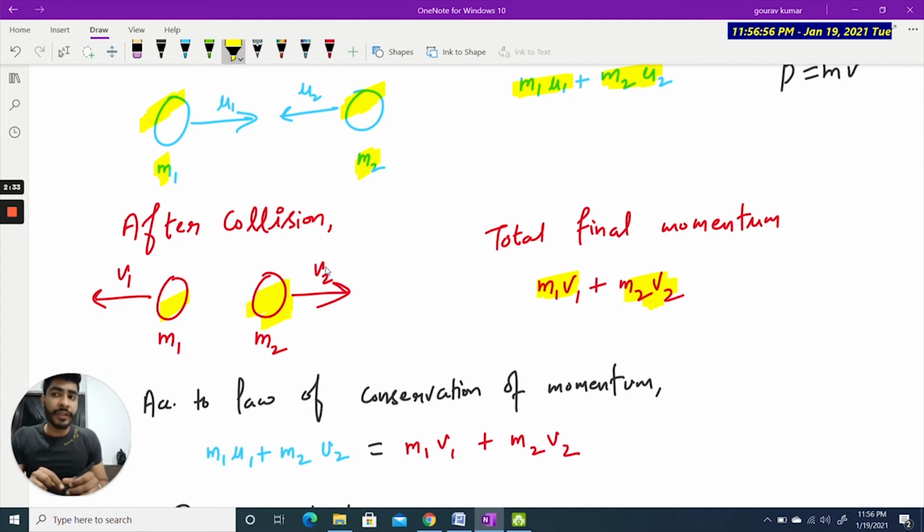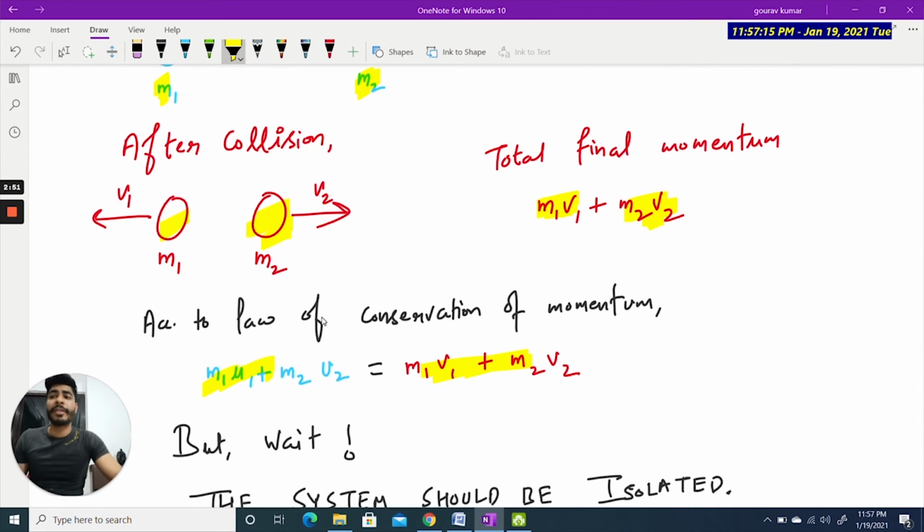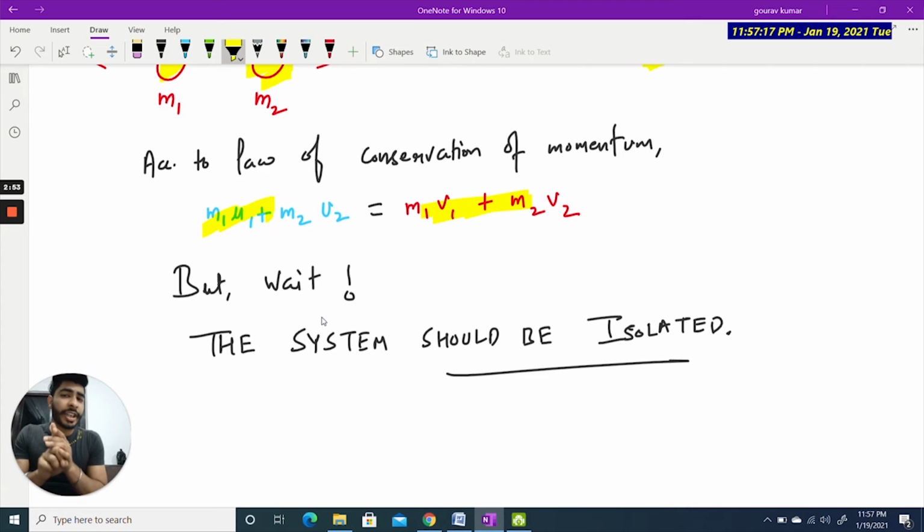According to the law of conservation of momentum, total initial momentum is equal to total final momentum. So, our total initial momentum was m1 u1 plus m2 u2. Our final momentum was m1 v1 plus m2 v2. But wait, there is one condition which it should follow, and that condition is the system should be isolated. If the system is not isolated, it will not follow the law of conservation of momentum.